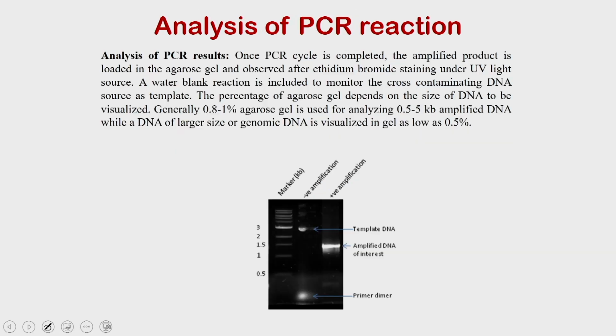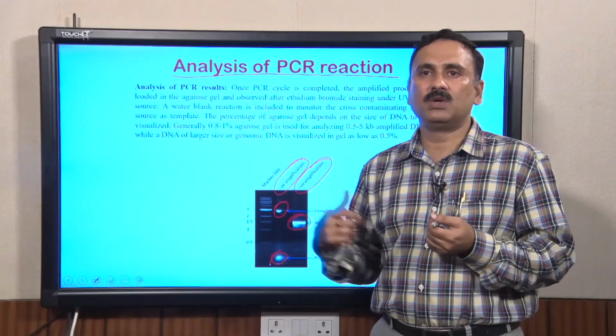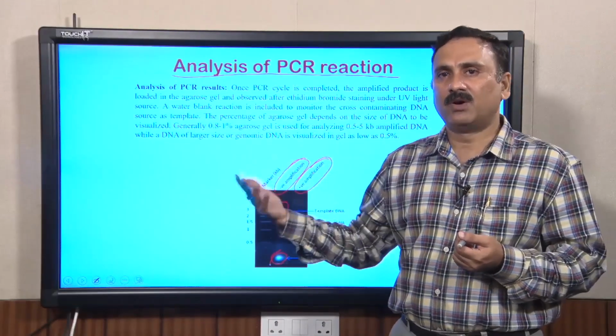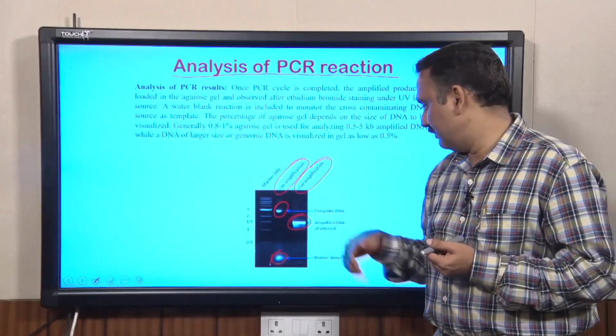Then we have also discussed the analysis of the PCR reactions. You can see that in a negative amplification you are only going to see the template DNA, but if the amplification is done, then you are going to see the template DNA as well as the amplified product. If it is a negative amplification, you are going to see primer dimers, because the primers are not utilized in the reaction, but if it is a positive reaction, you are going to see an amplified product, and the primers are mostly utilized in the formation of that particular amplified DNA.